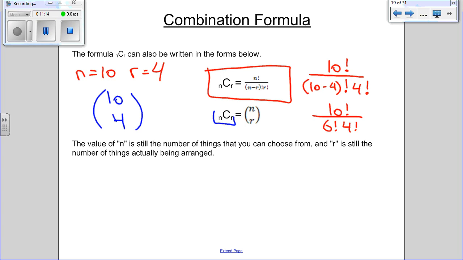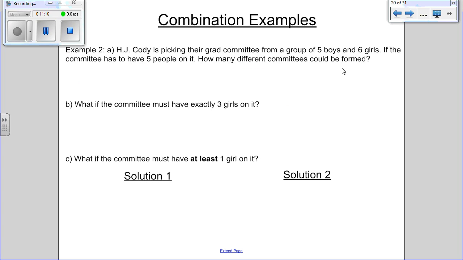All right. Combinations, there's not a lot of examples for them. Because it's a pretty simple concept, you punch it in your calculator, good to go. Example 2. H.J. Cody is picking their grad committee from a group of 5 boys and 6 girls. If the committee has to have 5 people on it, how many different committees could be formed?